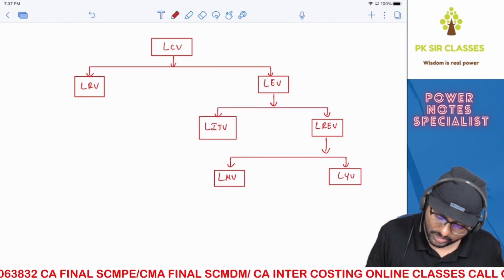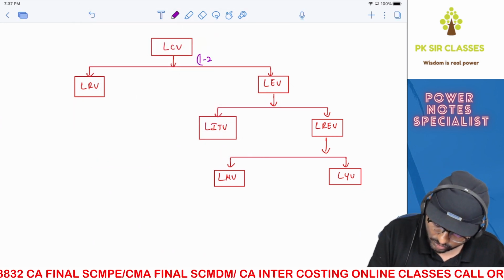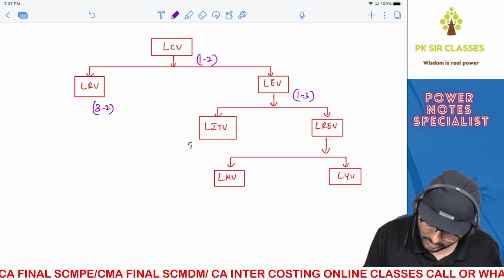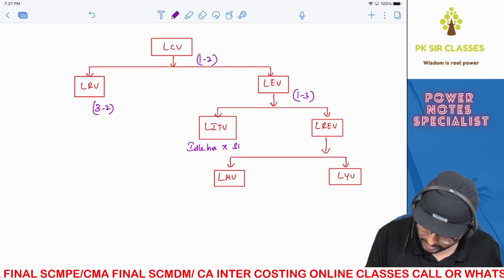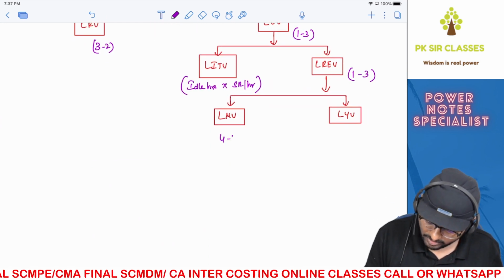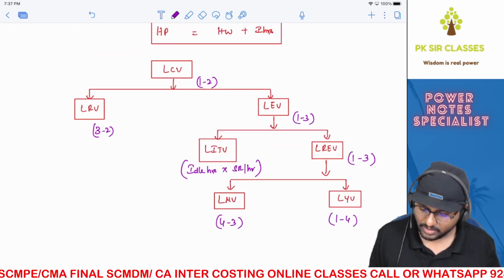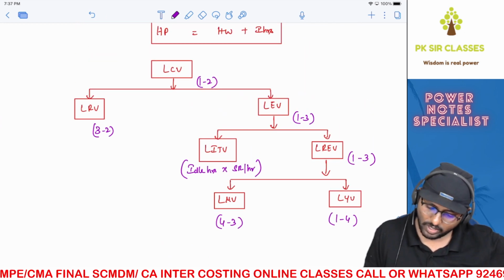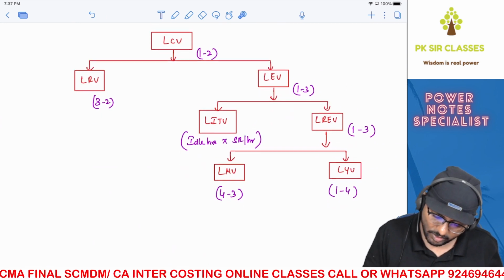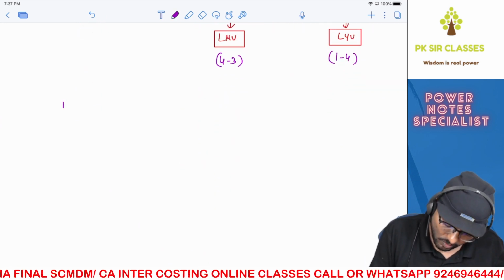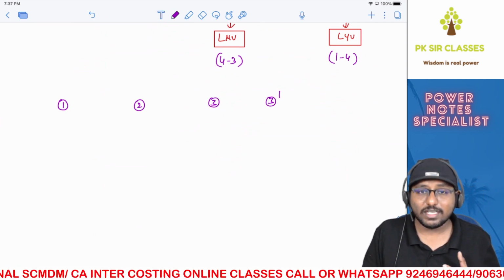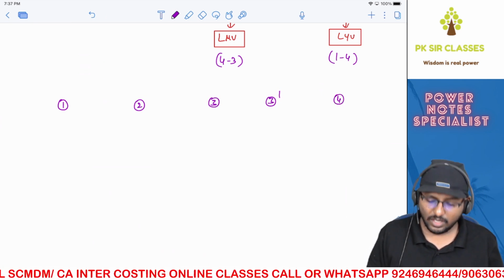Now let's have a look into the formula so that you'll get a better idea. See this: 1 minus 2, 3 minus 2, 1 minus 3. Here it is idle hours into standard rate per hour. That is the formula for idle time variance. Here again it is 1 minus 3, and 4 minus 3, and 1 minus 4. Now some of you might be getting doubt, obviously. Sir, what is this? Here we have 1 minus 3, here we have 1 minus 3. How is this going to work? Very simple. Once I write the formula, you'll be able to understand. Now see it, 1, 2, 3. I'm going to add one more, which I'm going to call 3 dash, and 4. Now you see how it's going to work.